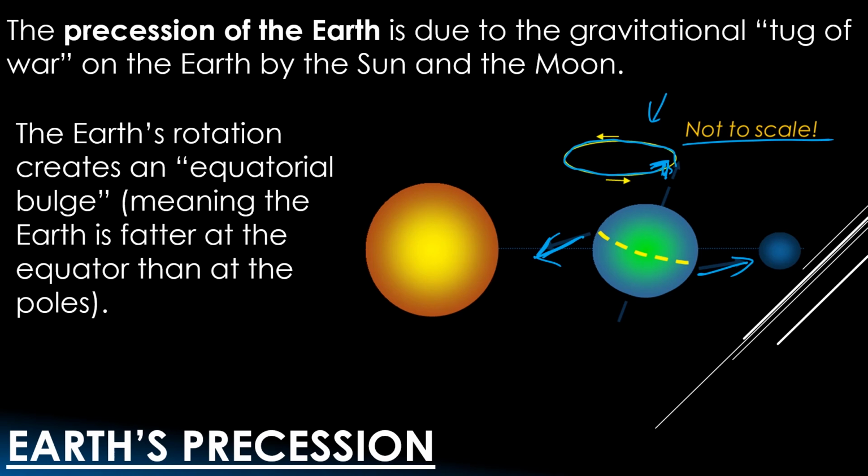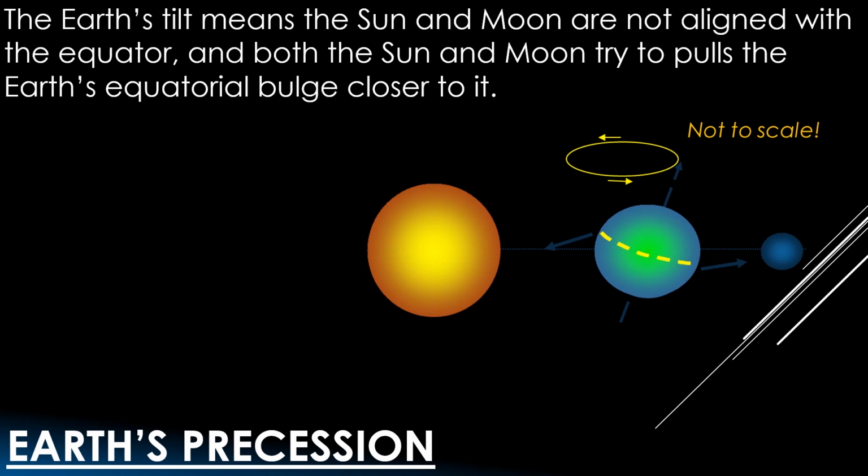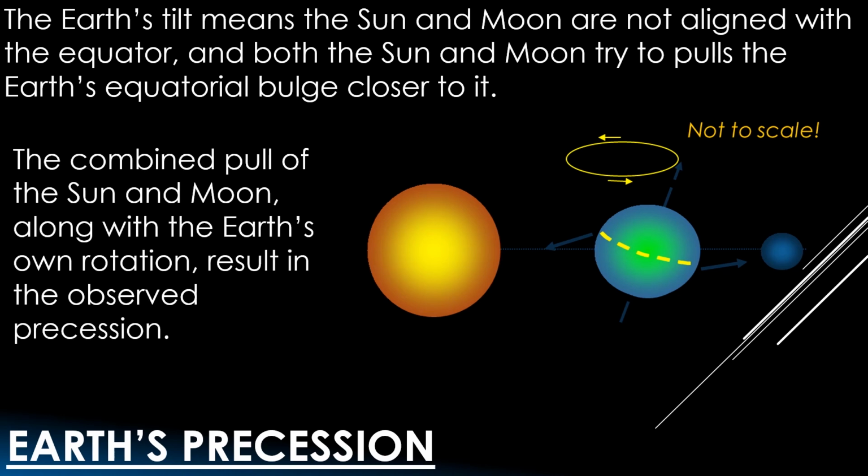So the Earth's rotation creates an equatorial bulge, meaning the Earth is actually fatter at the equator than at the poles. So Earth's tilt means that the sun and moon are not aligned with the equator because it's being pulled all the time. And both the sun and the moon try to pull the Earth's equatorial bulge closer to it because they are exerting gravity on us. This is what's going to create our tides in a later lesson. So the combined pull of the sun and moon along with the Earth's own rotation results in that observed precession.